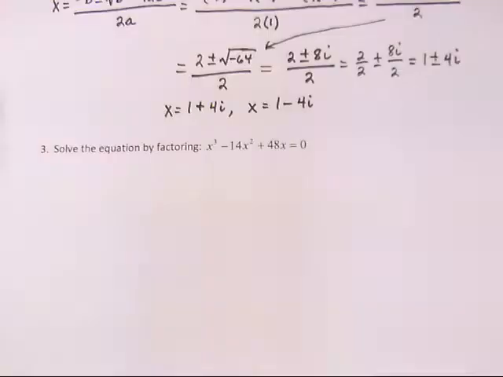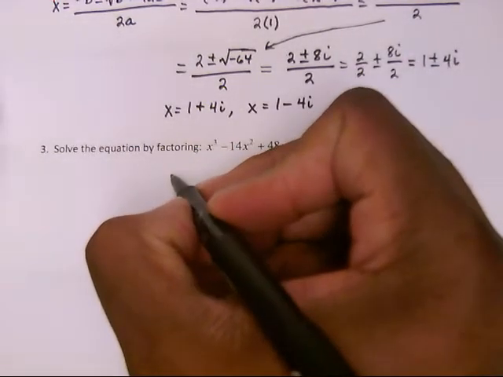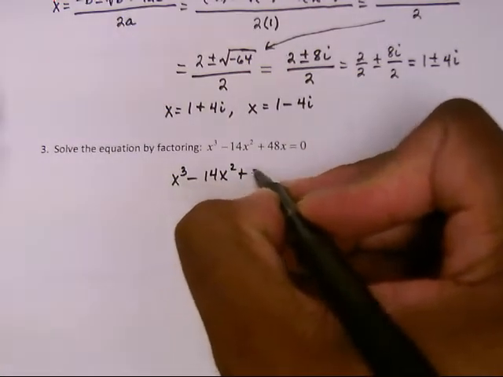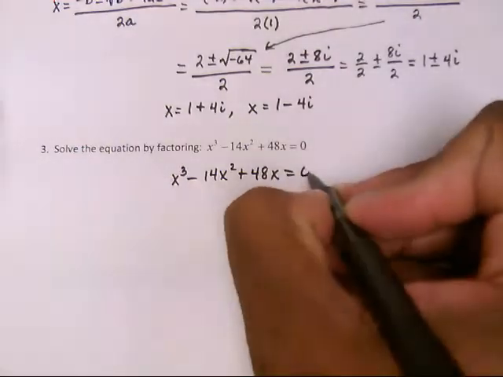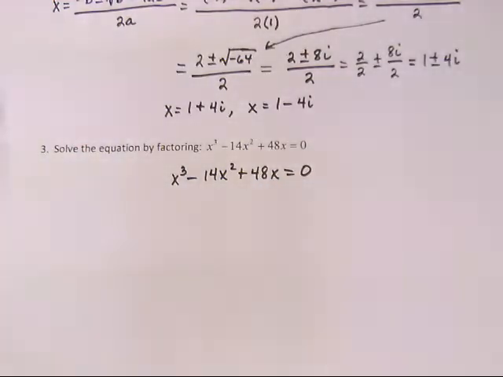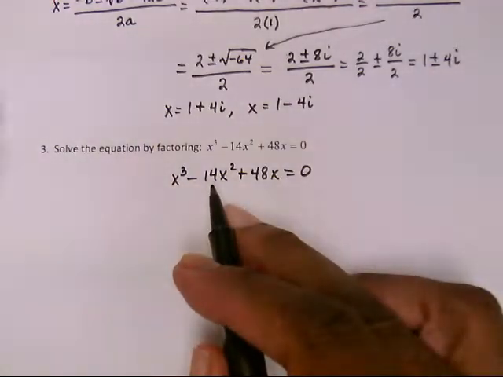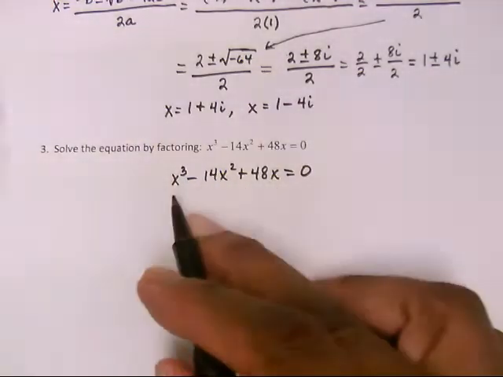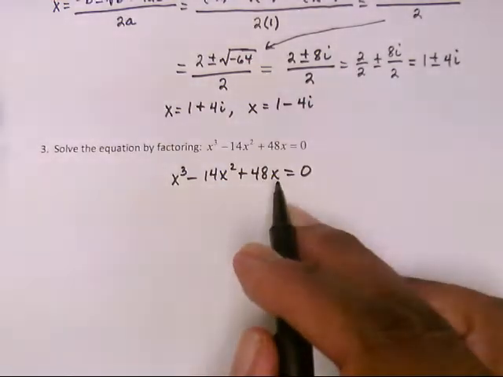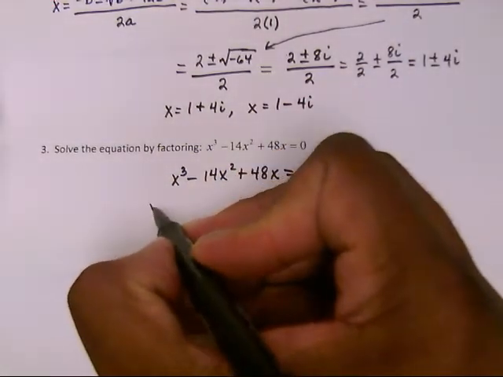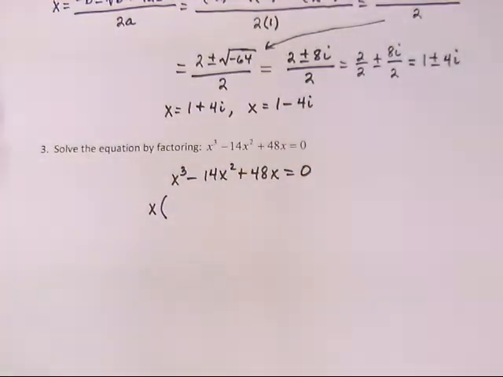In this case we've got x cubed minus 14x squared plus 48x is equal to 0. Now in this case I need to factor this out completely. First of all, I have a common factor that I can take out. In x cubed, 14x squared, and 48x, there is an x involved. So I use x to the first as the common factor, because it is the common factor with the smallest exponent.